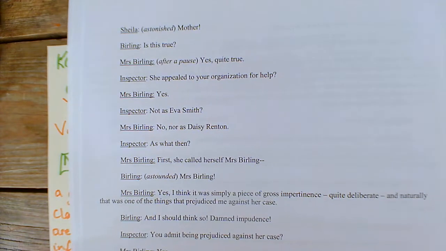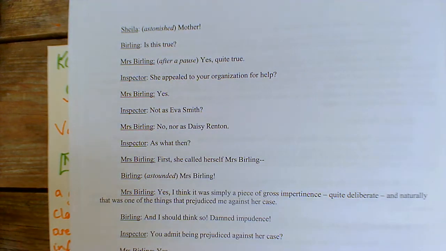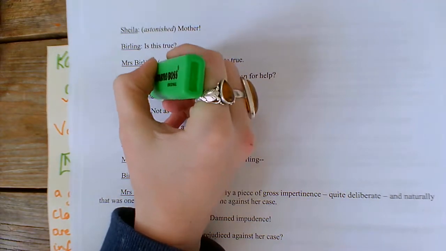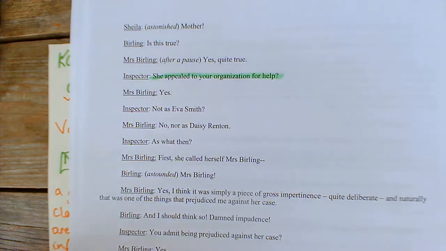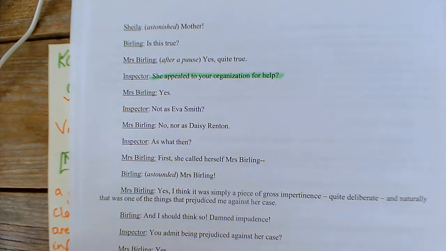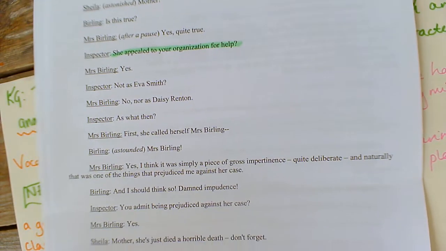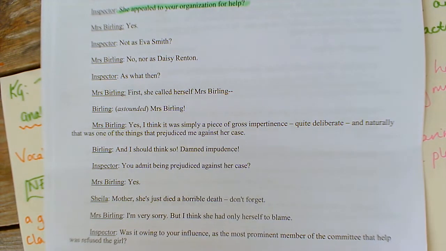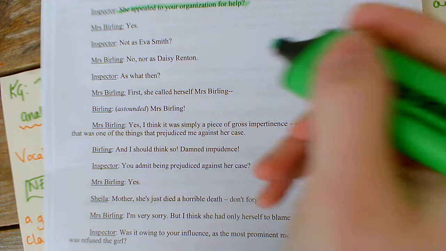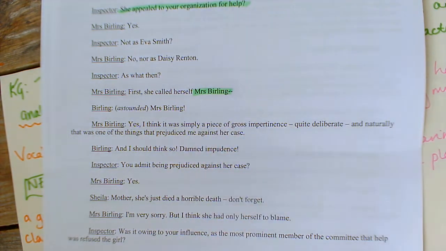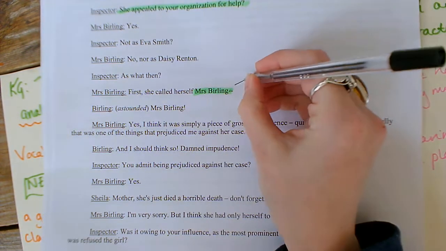So Sheila's astonished. "Mother!" And Burling says, "Is this true?" Mrs. Burling says, "Yes, quite true." The inspector says, "She appealed to your organisation for help." So in your timeline, you can write March 1911. Eva Smith goes to Mrs. Burling's charity for help. Mrs. Burling says, "Yes." "Not as Eva Smith?" "No, nor as Daisy Renton." "As what then?" "First she called herself Mrs. Burling." So again, we've got some foreshadowing there.